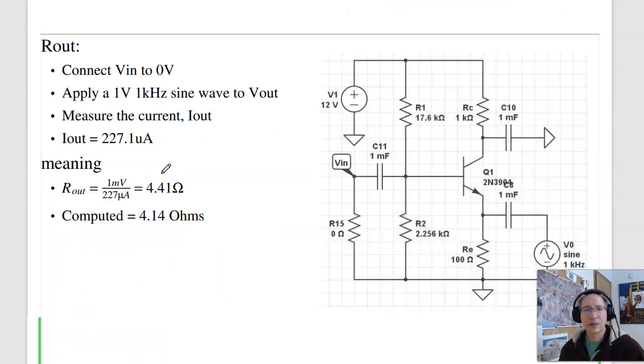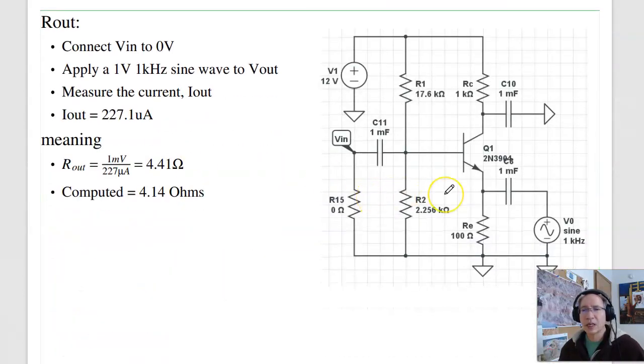To find R out, let's see, where am I at?